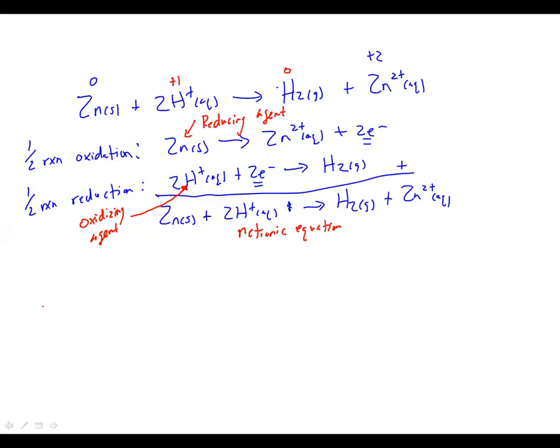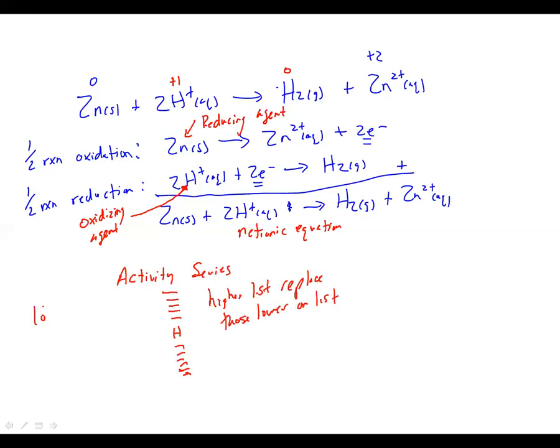And really, if I remember correctly, it may also ask you to perhaps make an activity series, right? A metal will not replace anything that is higher on the list. So since all these are, I think in part 1, pretty much single replacement reactions, it may ask you at the end to put it in order in terms of activity series.